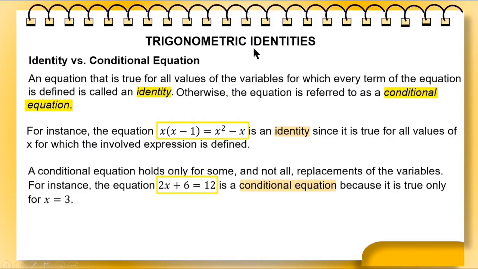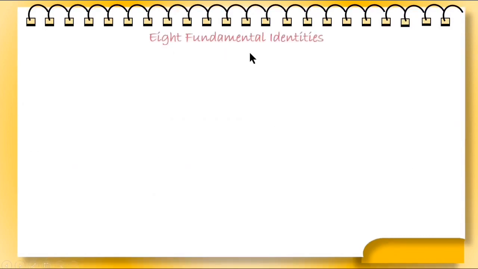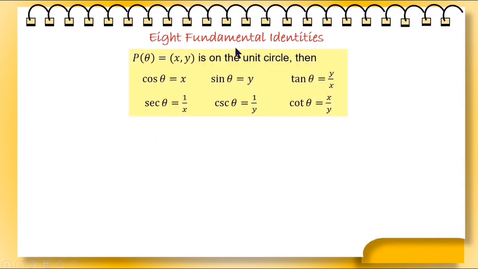A trigonometric identity is an equation involving a trigonometric function or a combination of trigonometric functions which is valid for all values of the variable for which the functions are defined. Trigonometric identities are verified using the so-called fundamental identities. From the definition of the 6 circular functions, the fundamental identities are derived.